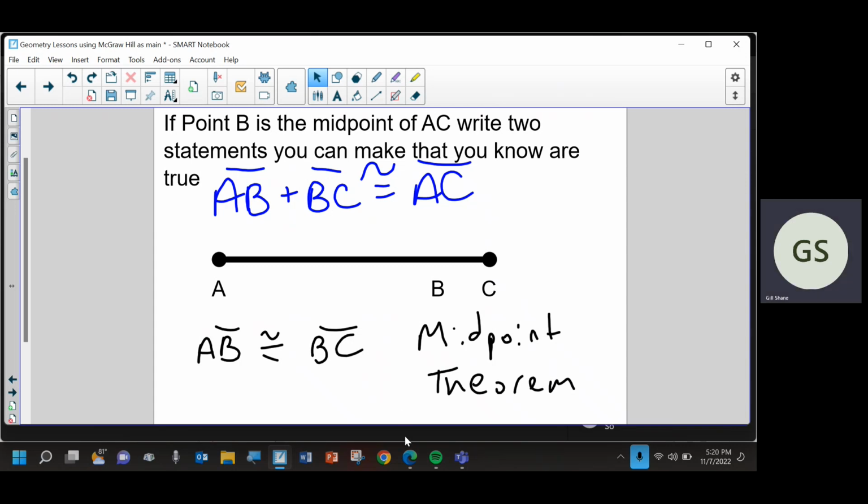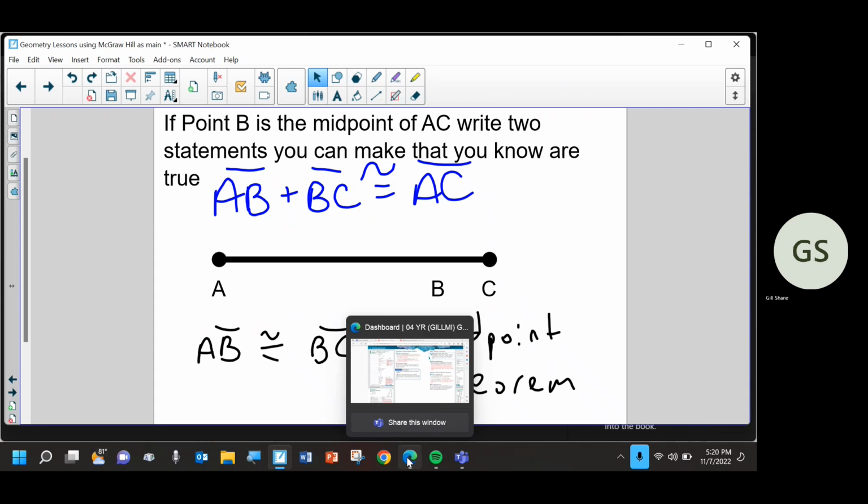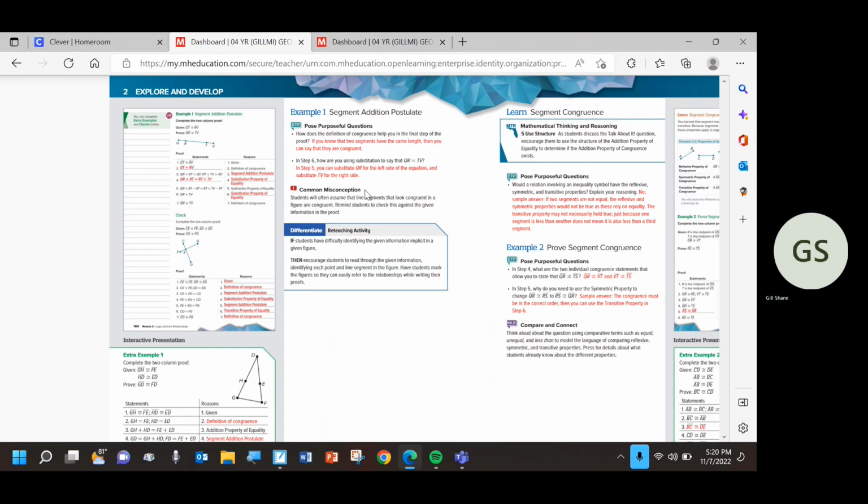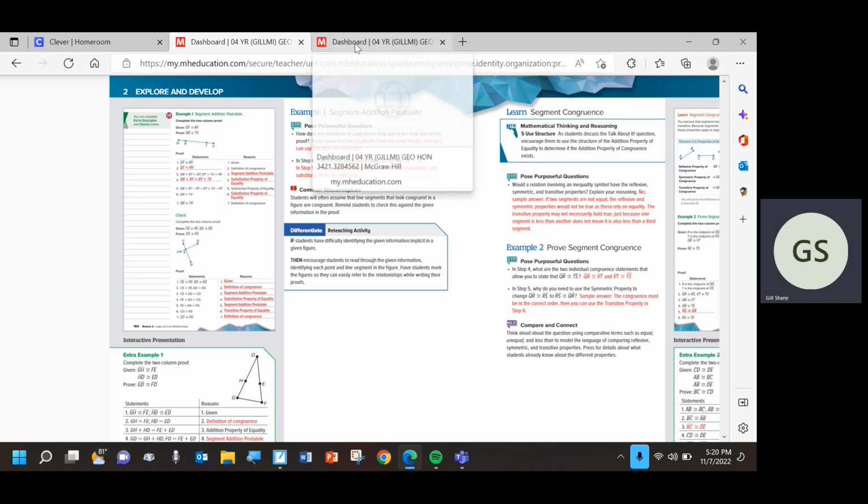So let's go ahead now. We'll go into the book. Oh, wrong book. Oh, how do I get to our stuff? Oh, there we go. I don't even know how I did that.